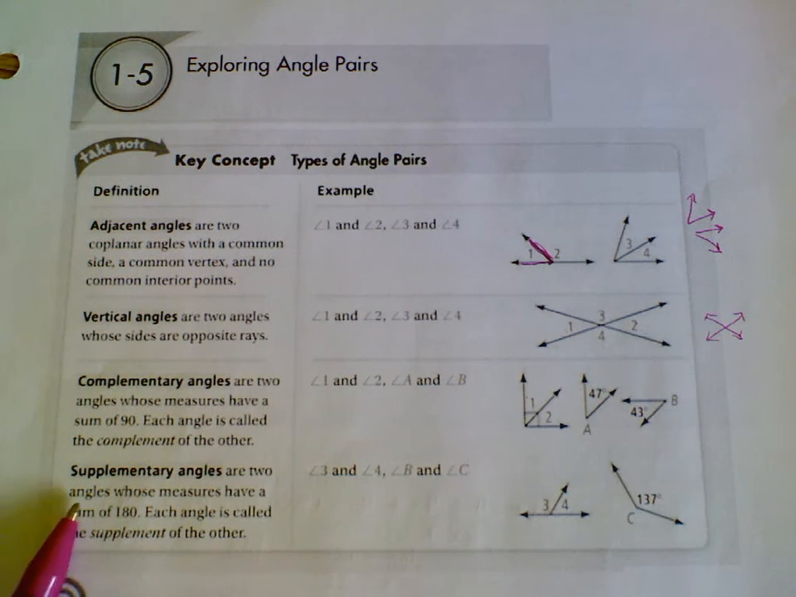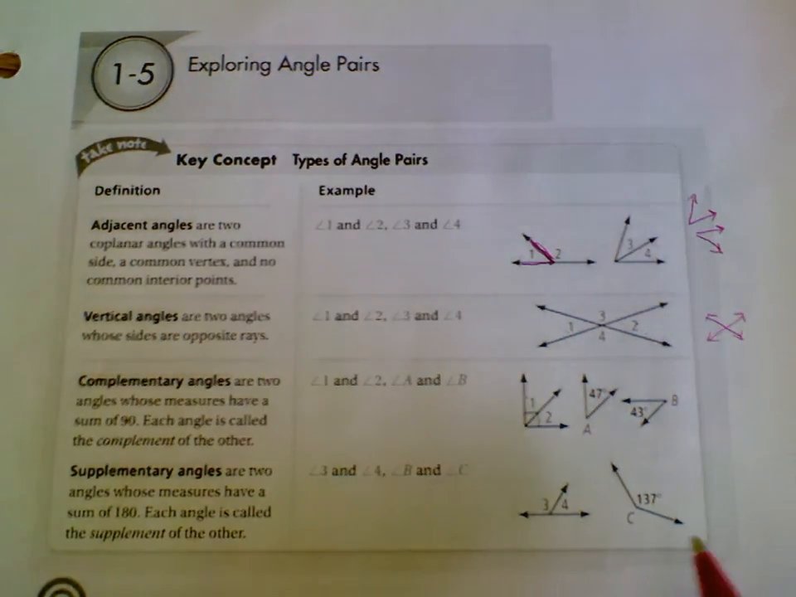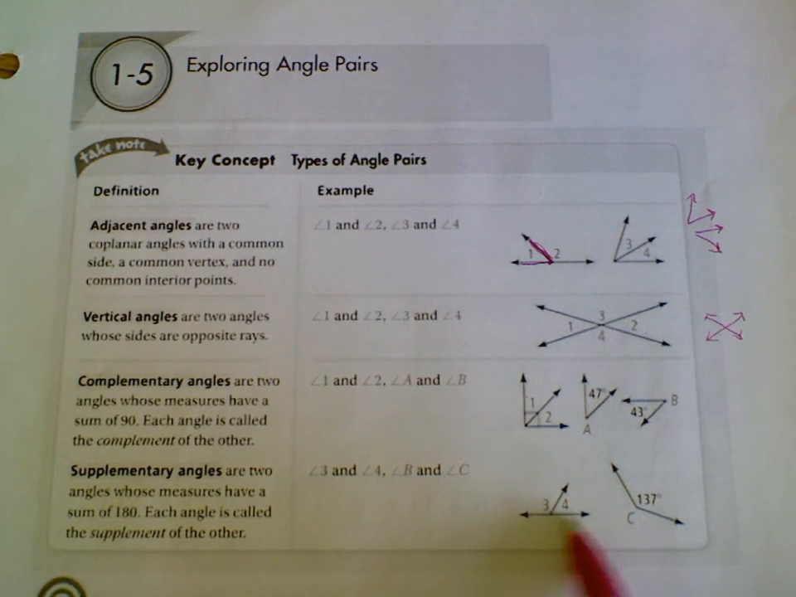And then the last one is supplementary. Those add up to 180. Every time they add up to 180, they will form a straight line. So you should be knowing if they're supplementary. So 3 and 4 would be supplementary there. Okay.